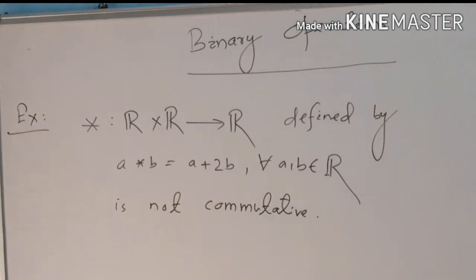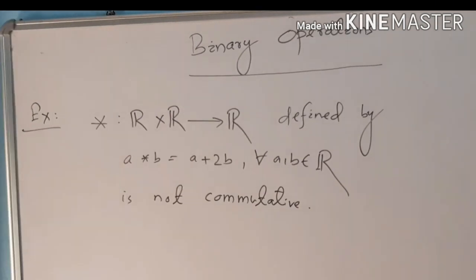One more exercise. Star from R cross R to R defined by A star B equal to A plus 2B for all A, B belongs to R is not commutative. Please do this exercise at your home.